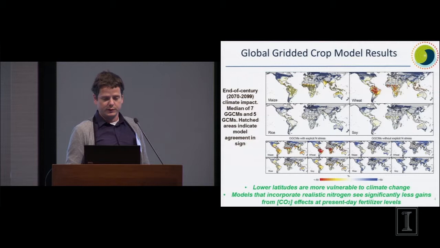Again, you can see we have divided it by models with explicit nitrogen stress and models without. You can see, just to show, lots and lots of red on the left and lots of blue on the right, there's a huge disagreement between models of these types. So we want to understand more about what that comes from.